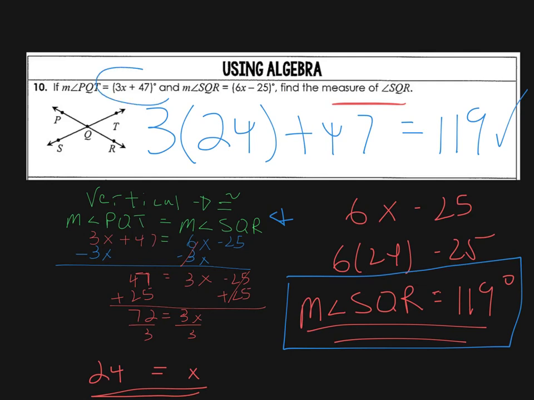So I went over into PQT and I put 24 in for x there just to see what 3 times x plus 47 is worth. Well, 3 times 24 plus 47 is worth 119. And they're supposed to be the same, and they are, so I put a little check here. That's how I know that this is all right.